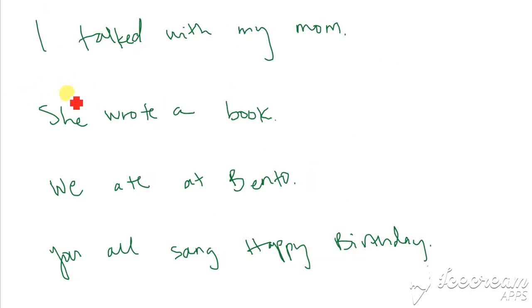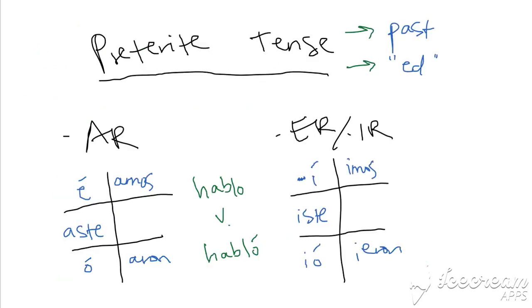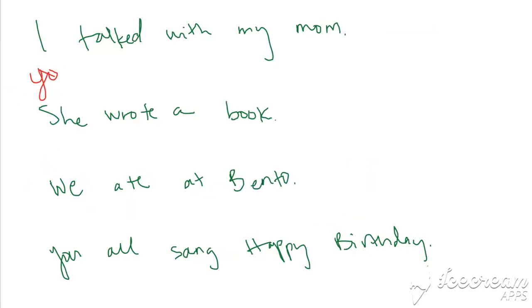Okay, so let's practice. I talked with my mom in the past tense. So yo, ooh, my marker is crazy. Talk is hablar, which is an AR verb. So the yo form is going to be take off the AR and add é with an accent. Yo hablé con mi mamá.